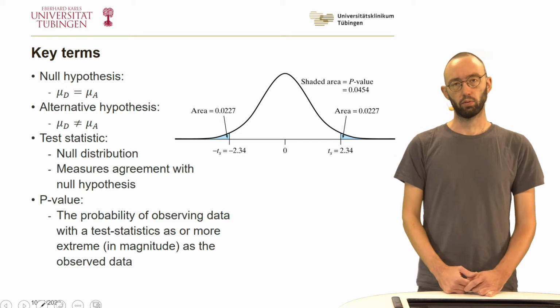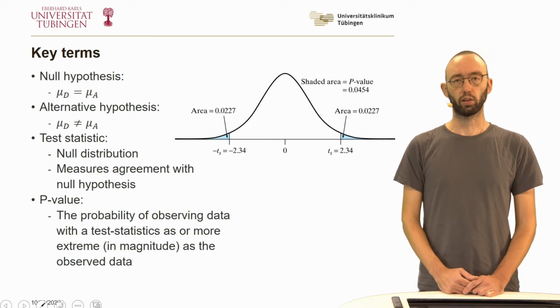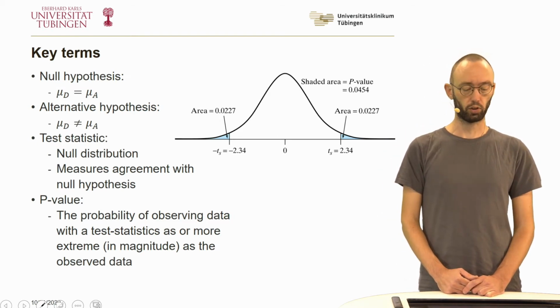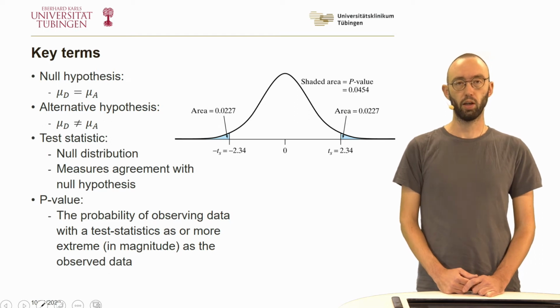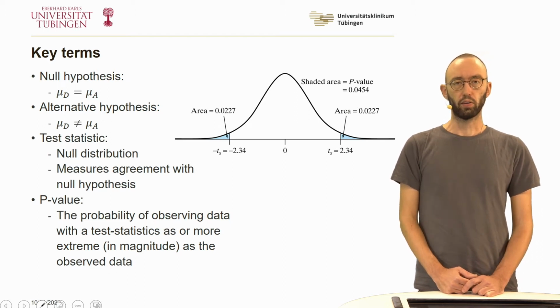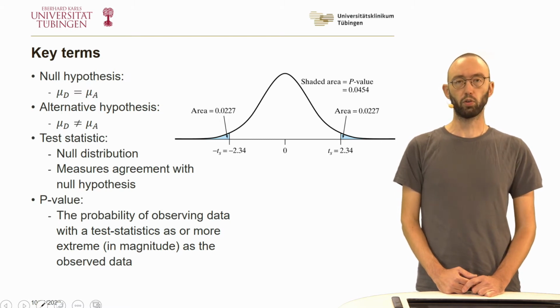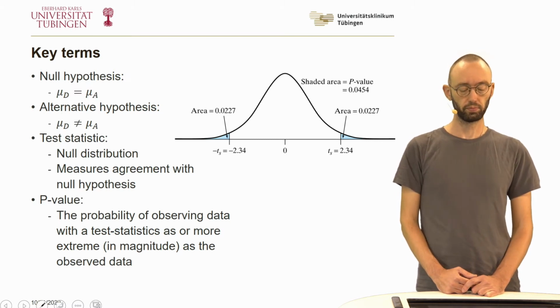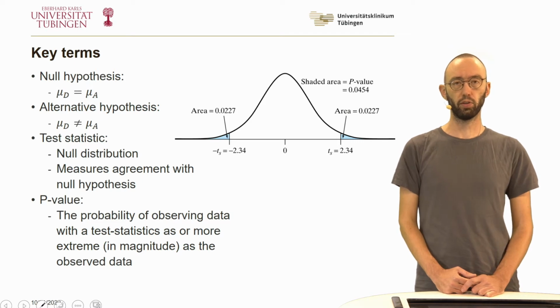We use this to introduce key terms in statistical hypothesis testing. For example, the null hypothesis. The null hypothesis in this scenario states that there's no difference between the means of the two samples. The alternative hypothesis is that there is a difference.